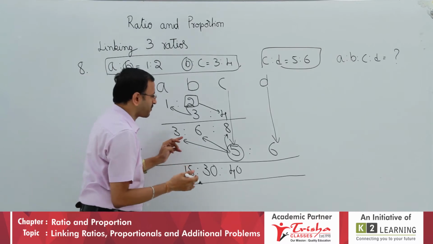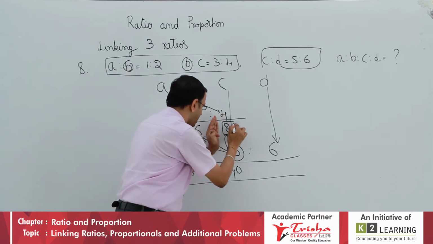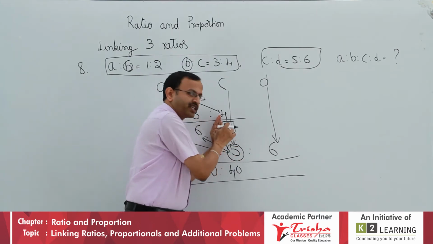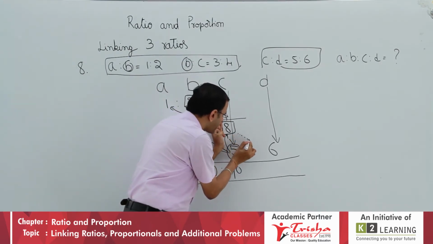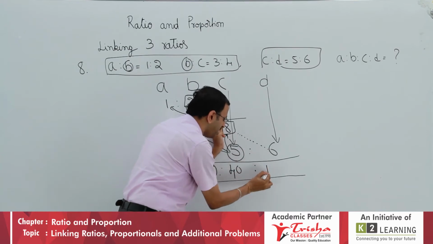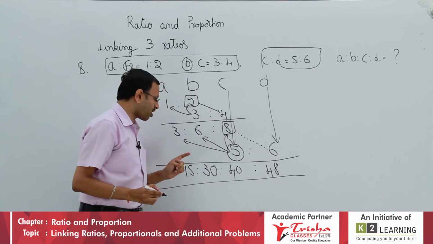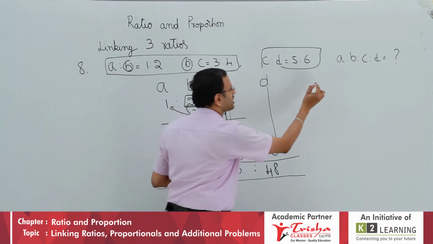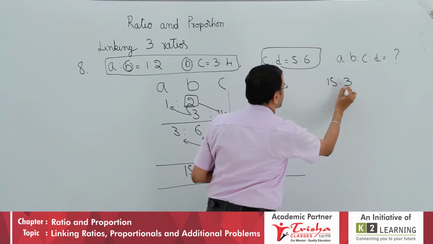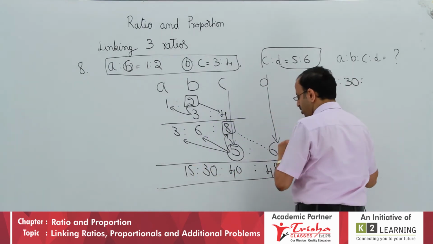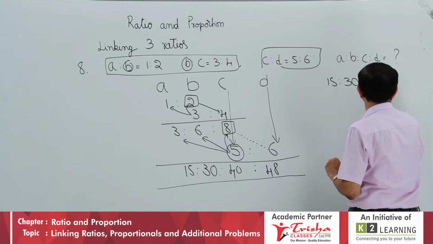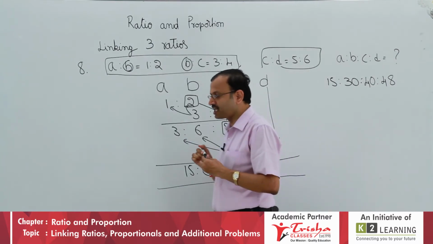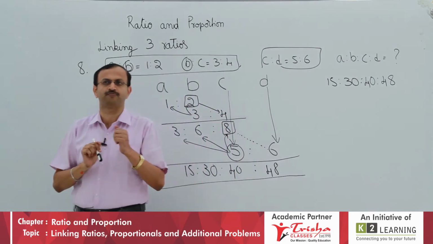What is your next step? Take this number 8, the last element, and multiply for both. 8 5s are 5 8s, the same. Therefore, I have to multiply 8 6s are. What is 8 6s are? 48. Therefore, the common ratio of A, B, C, D will be 15 is to, students, can you tell the next number? 30 is to 40 is to 48. So 15, 30, 40, 48 is the common ratio of all the four.